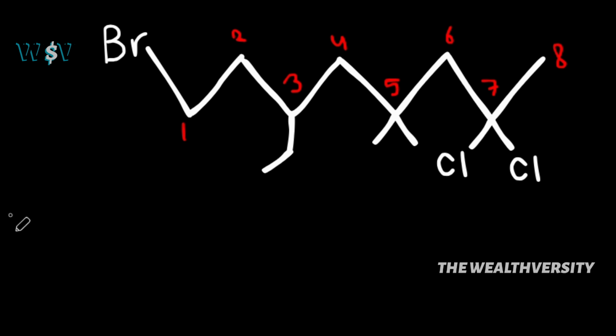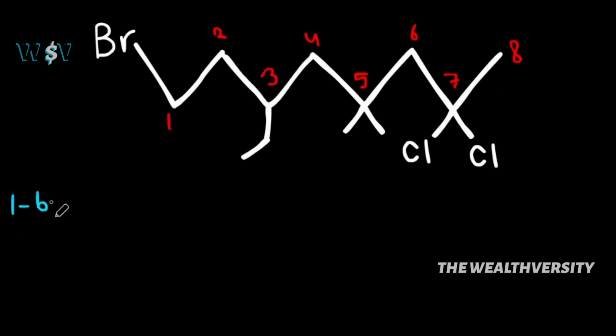Next is naming the branches in order. To indicate where a branch is, you always put the position number, then hyphen, then branch name. But when there are multiple branches, you start alphabetically. B comes first in the alphabet, so bromine will be first. Bromine is attached to carbon number 1 right here, so it's 1-bromo, then we have chlorine next. But notice we have 2 chlorines at the same carbon. So we write 7,7-dichloro. The 2 7s show that both chlorines are at carbon number 7. The di in dichloro shows that there are 2 chlorines in the entire compound.